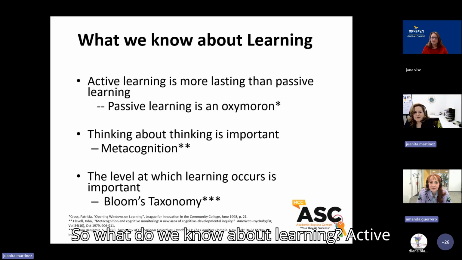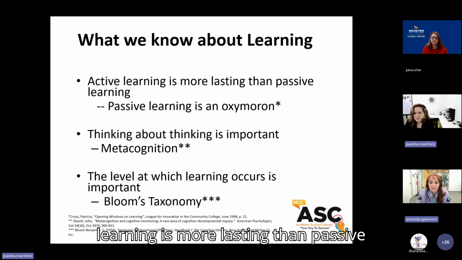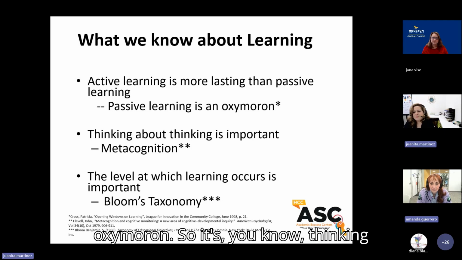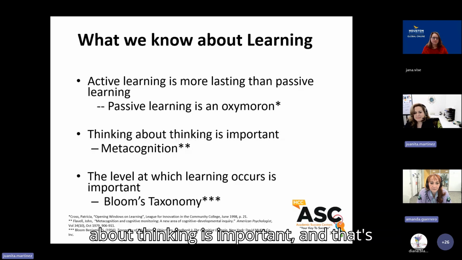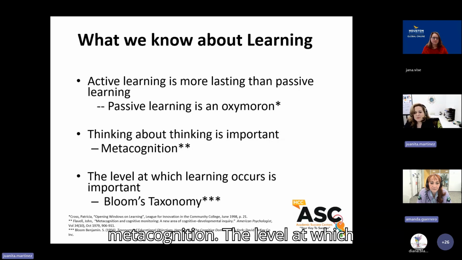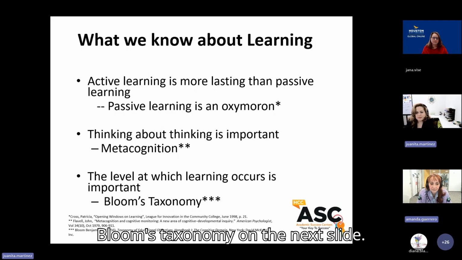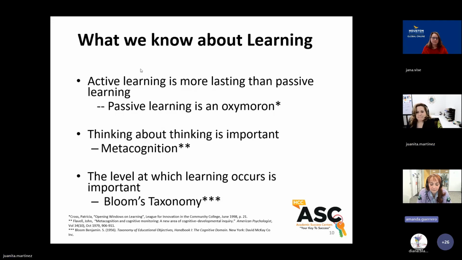So what do we know about learning? Active learning is more lasting than passive learning. So passive learning is an oxymoron. So it's thinking about thinking is important, and that's metacognition. The level at which learning occurs is important. So we're going to go more into detail about Bloom's taxonomy on the next slide.